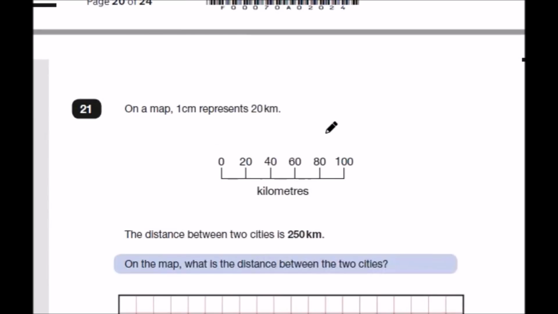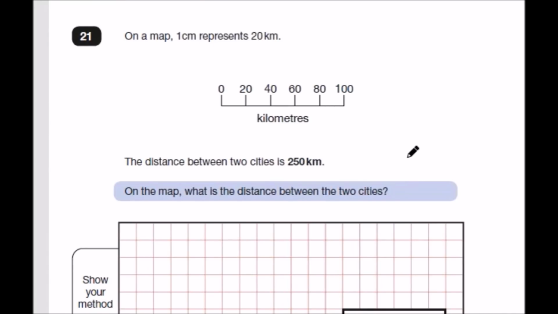Okay, good. Now 21. On a map, 1 centimeter represents 20 kilometers. The distance between 2 cities is 250 kilometers. On a map, what is the distance between 2 cities? So we can think of it like this. Every 1 centimeter is equal to 20 kilometers. How many 20s go into 250 first, and that would be equivalent in centimeters. So let's divide them.